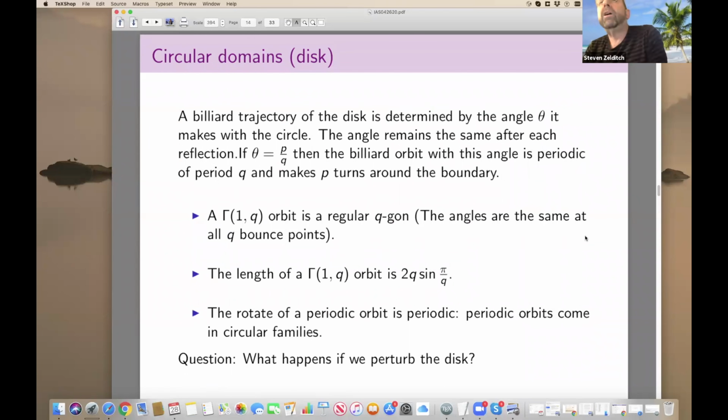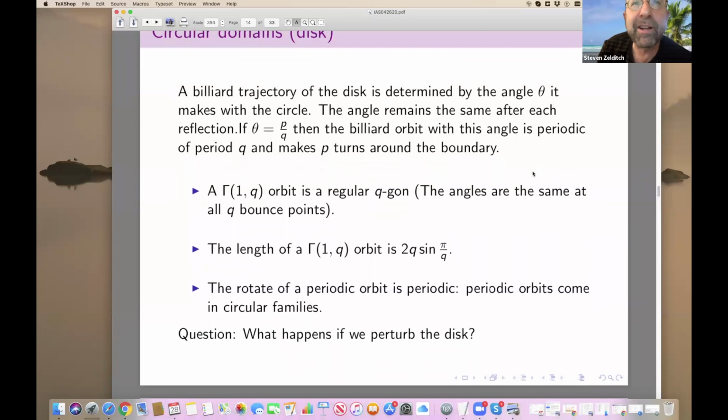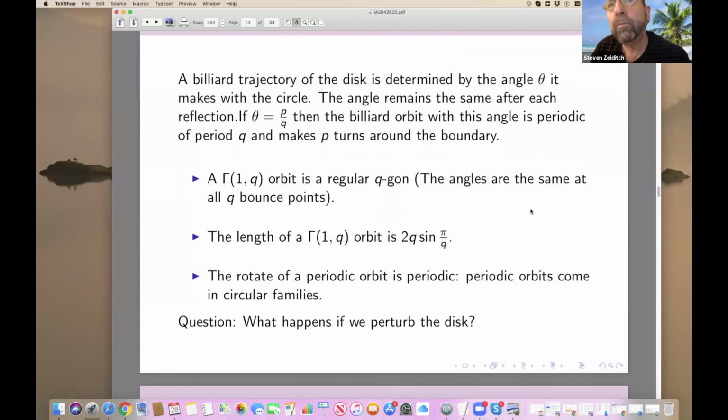Okay, so let's first of all review what happens with the circle. With the circle, a billiard trajectory always bounces off with the same angle at every bounce point. The incoming, outgoing angles are a constant of the motion, and this is the p over q. That's not true in general, but anyway, that's where this rotation number came from. A p over q periodic orbit is just a regular q-gon inscribed inside the circle.